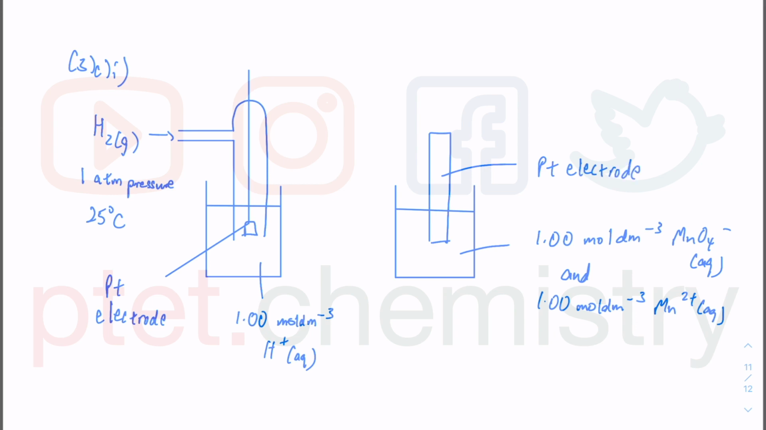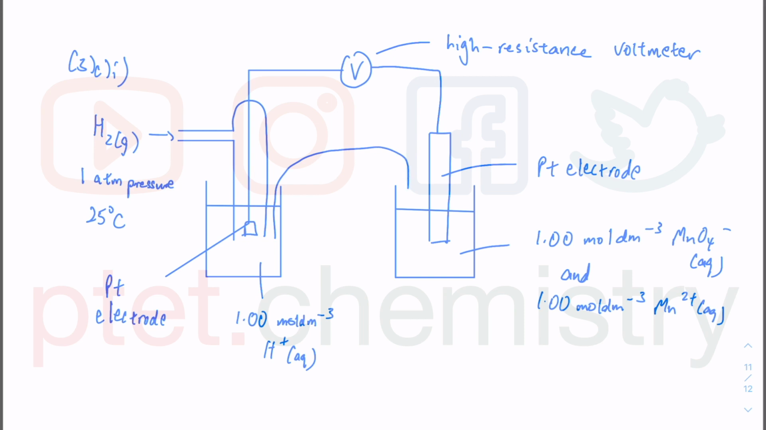And both of these will be connected across a high resistance voltmeter. So I label these: high resistance voltmeter. And I've got to complete the circuit, because at the moment this electrode is connected to the high resistance voltmeter and then to the other electrode. I've got to complete the circuit by connecting across a salt bridge.